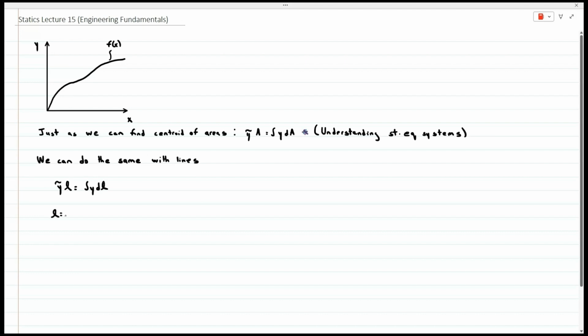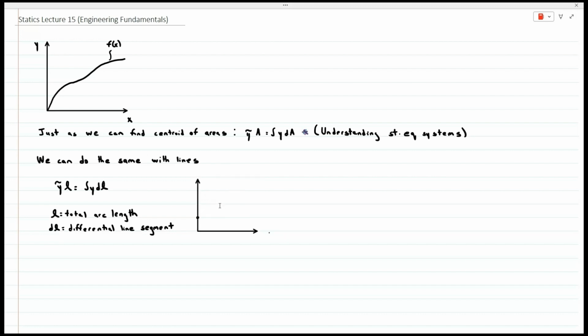Today, we're going to look at the centroid of a line, which is given by this equation. L is the total arc length, and dl is the differential length of a line segment. We're going to go ahead and do an example here, which is more of an exercise in calculus on how we parameterize a curve, and then we go ahead and are able to find the length and the centroid.